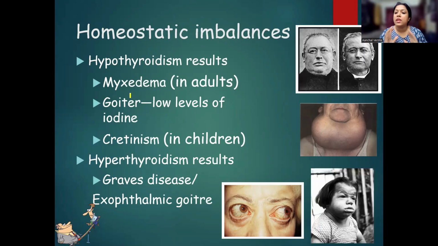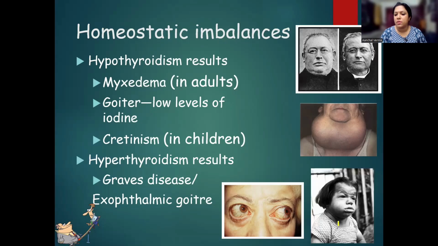So goiter is enlargement of the thyroid gland, myxedema and cretinism. These are the hyposecretions. Difference between myxedema and cretinism can be asked in the exam. Both are hyposecretion, one in adult, one in children. And hyperthyroidism, exophthalmic goiter, or Graves' disease.